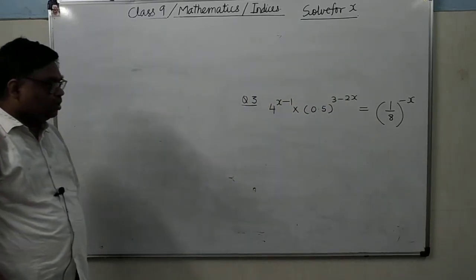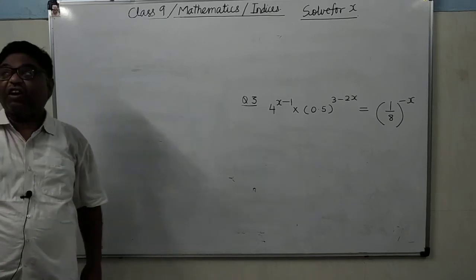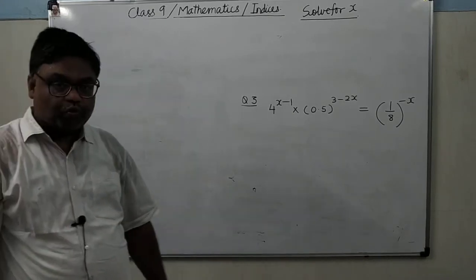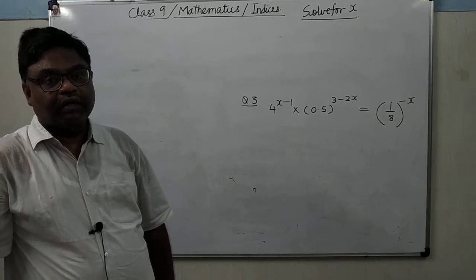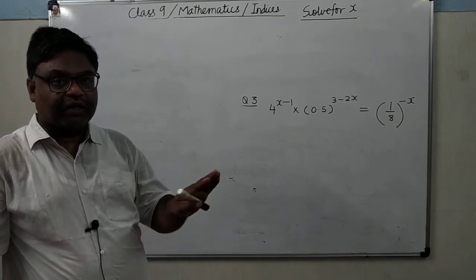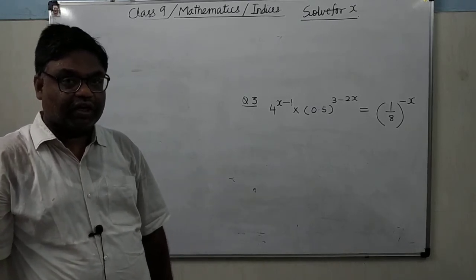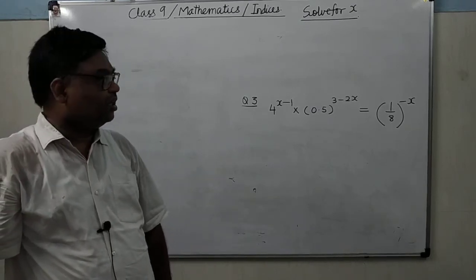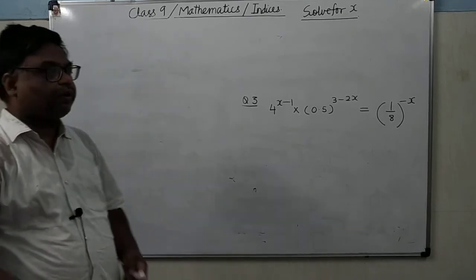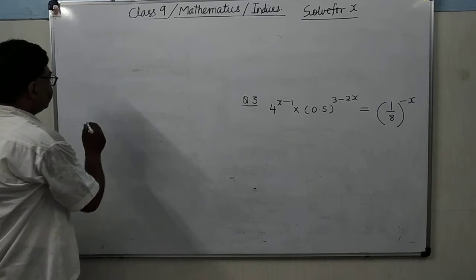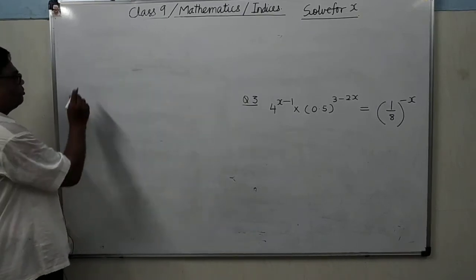Last question. You can see here it is 4.5 and 1 by 8. So what will you do? 4 you can write as 2 square. 0.5, 5 upon 10, means 1 upon 2. That also you can write as 2 as base. And 1 upon 8, that is 8 can be written as 2 to the power 3. So every base can be written in terms of 2.